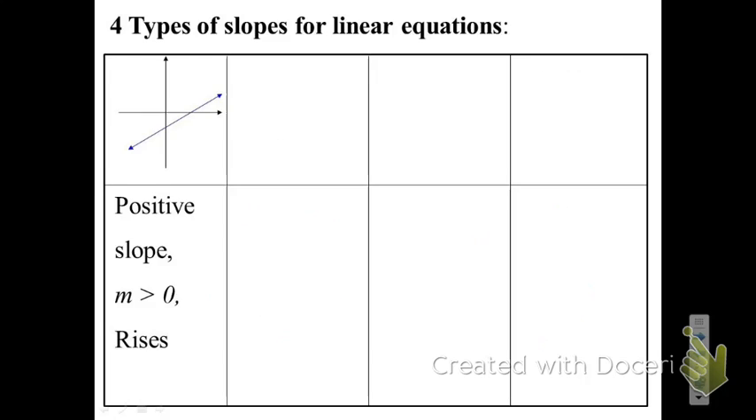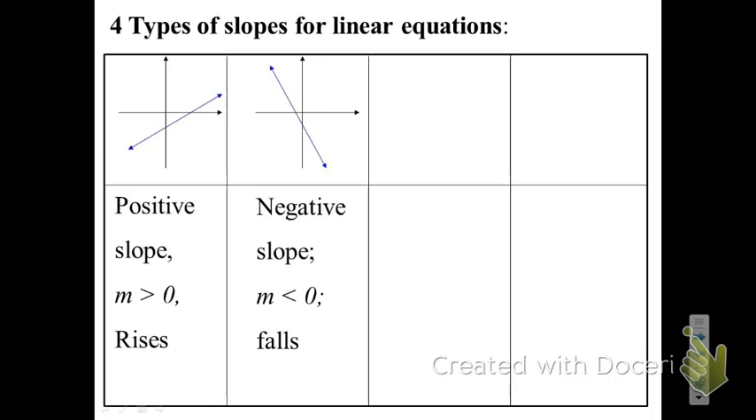Okay, so we're going to talk about our 4 different slopes. We talked about this yesterday, and I believe I'm having you draw that on your homework or on your notes. So positive, we're rising from left to right. The slope is greater than 0. Negative is when from left to right it falls, it goes down, and m has to be less than 0 so that it's negative.